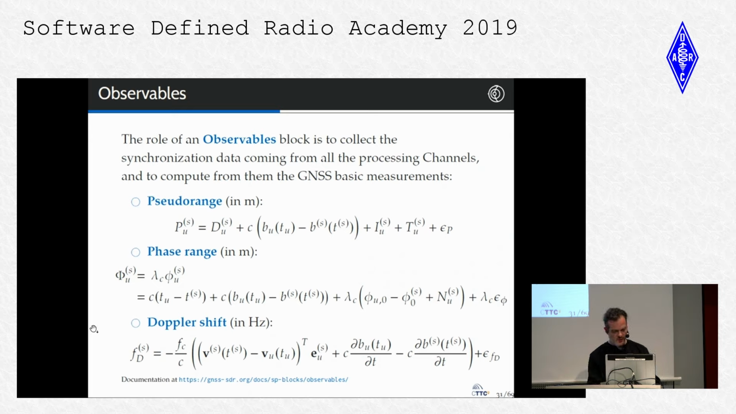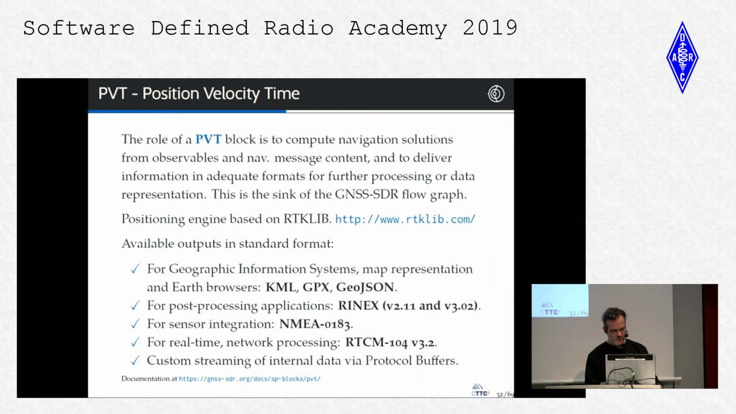And then we can have another similar measurement for the Doppler shift. These are the three observables we can get for one satellite. And we need this set of measurements. We need at least 4 sets of this, one for each satellite, in order to be able to compute the position. And this is what the PVT block does, actually. It collects all these observables and computes the position, the velocity, and the time of the user.